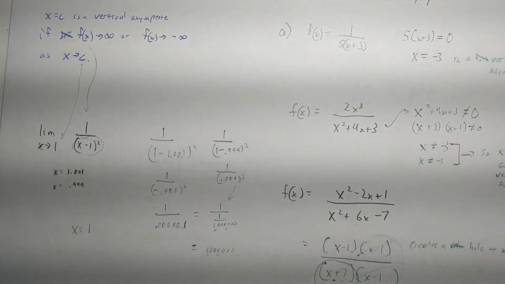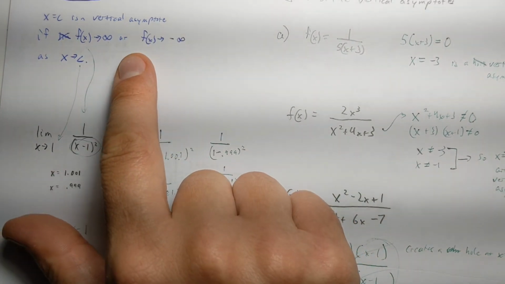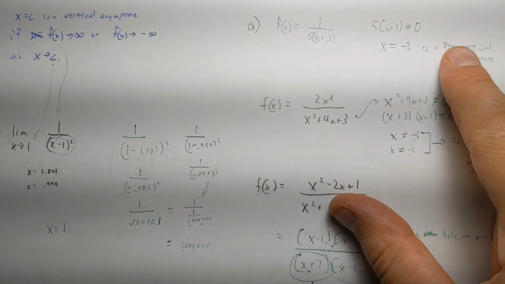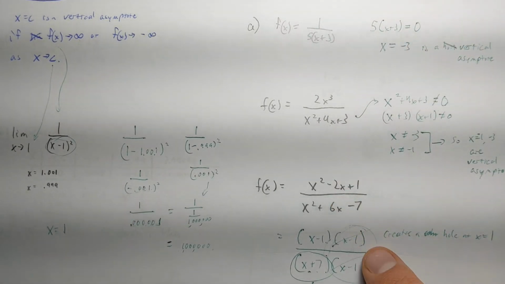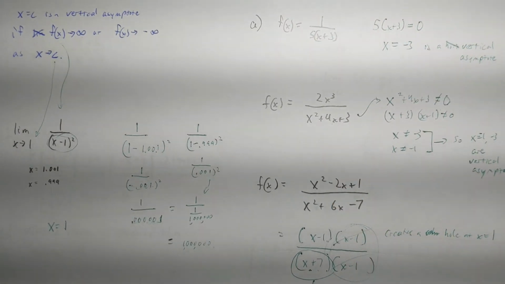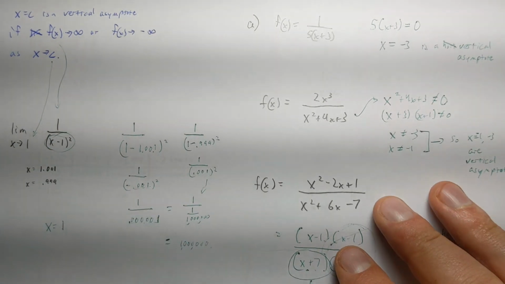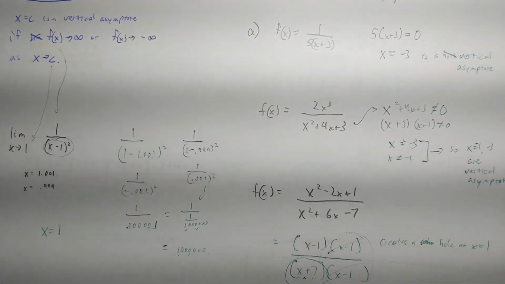Vertical asymptotes. It's basically when the denominator would be 0 as long as it's not creating a hole. Again, plug in numbers really, really close to it and see what's happening.